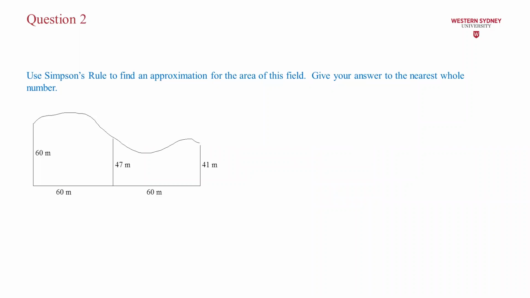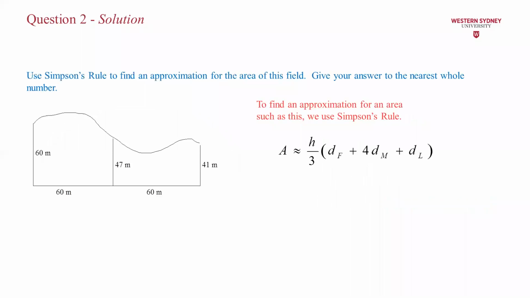Question 2. Use Simpson's rule to find an approximation for the area of this field. Give your answer to the nearest whole number. Simpson's rule gives an approximation to area. The formula from the formula sheet is A is approximately equal to h on 3 times the first distance plus 4 times the middle distance plus the last distance. The h is the equal distance between the measurements. In this case, it's 60.